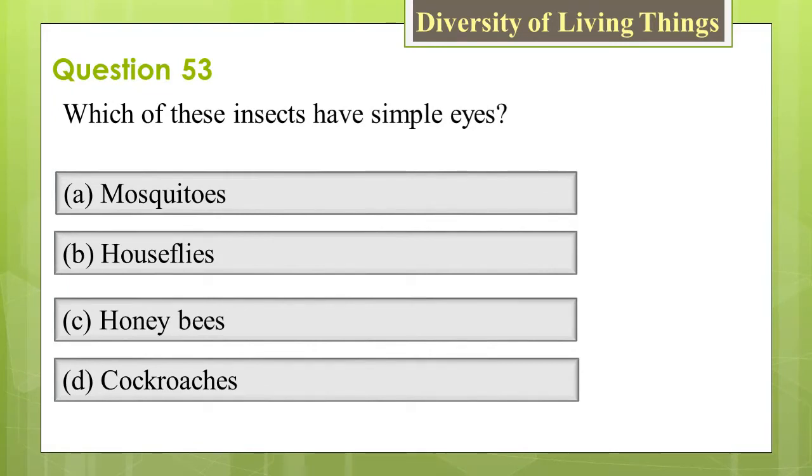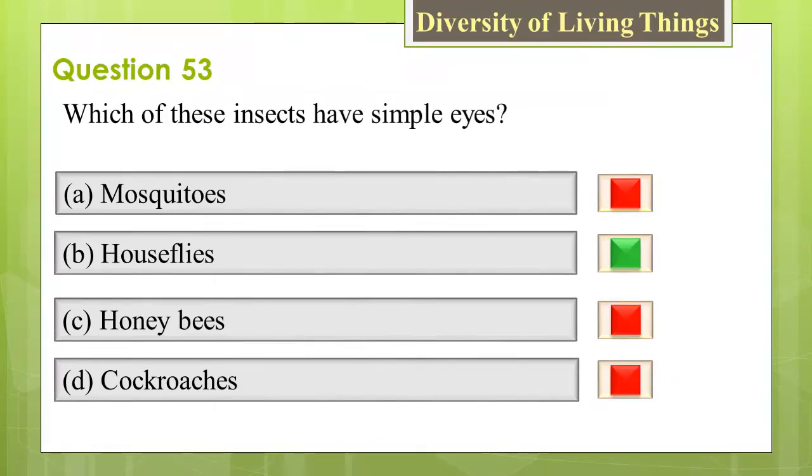Question 53. Which of these insects have simple eyes? A. mosquitoes, B. houseflies, C. honeybees, D. cockroaches. Which of the following alternatives is a correct alternative? The correct alternative is B. houseflies.